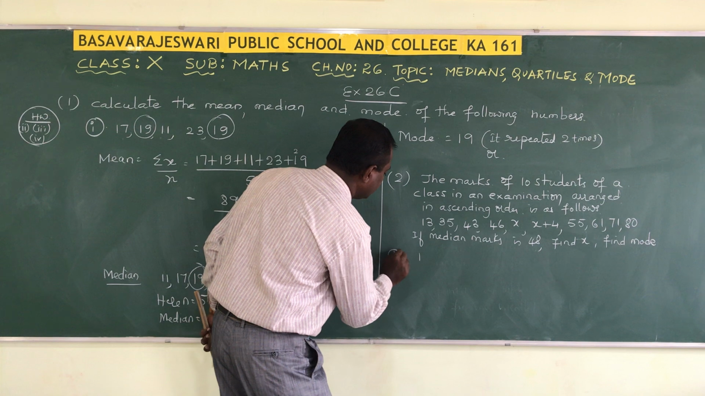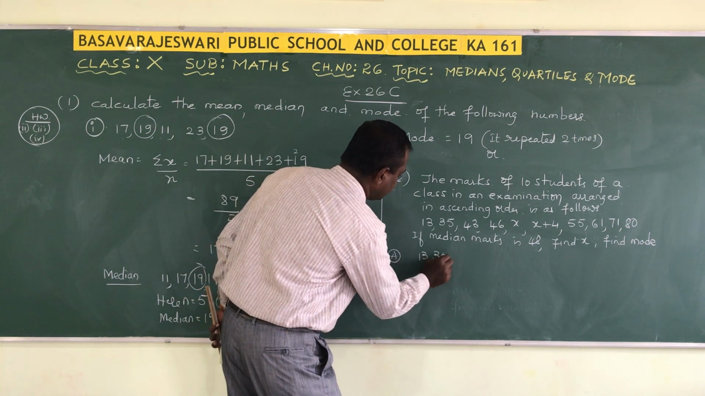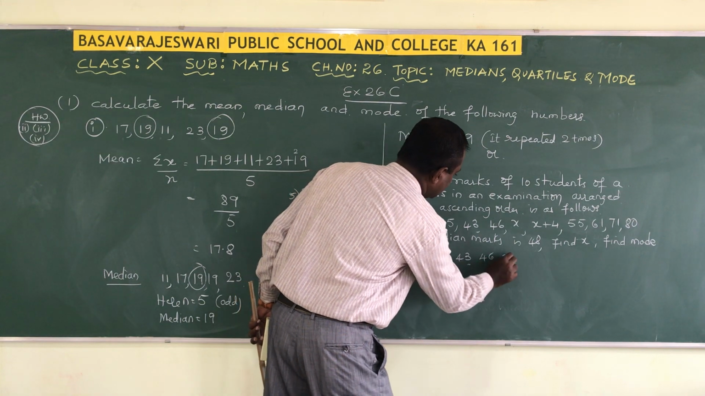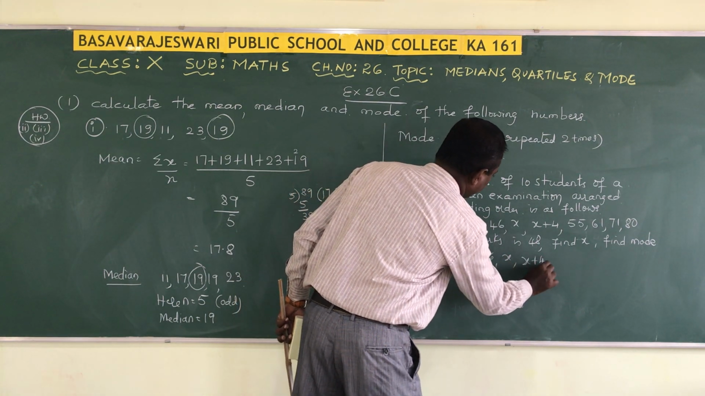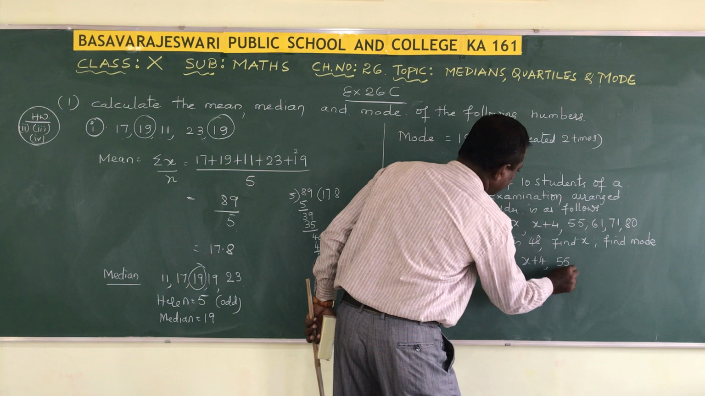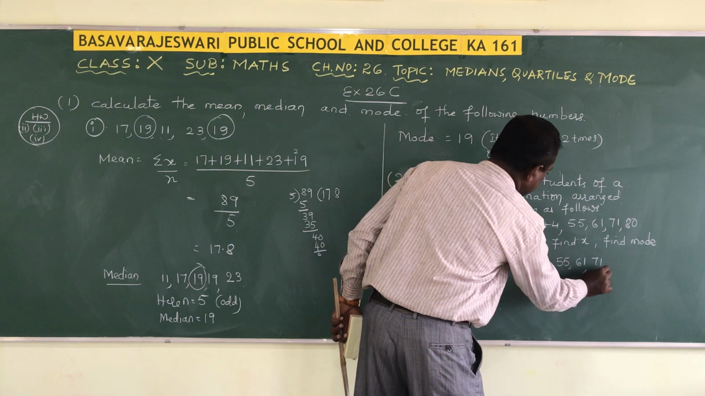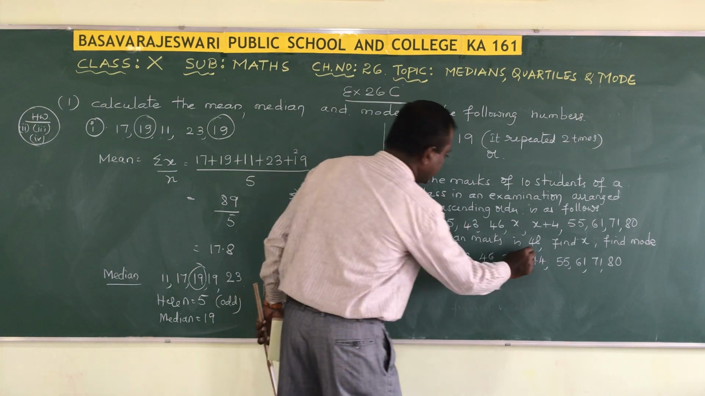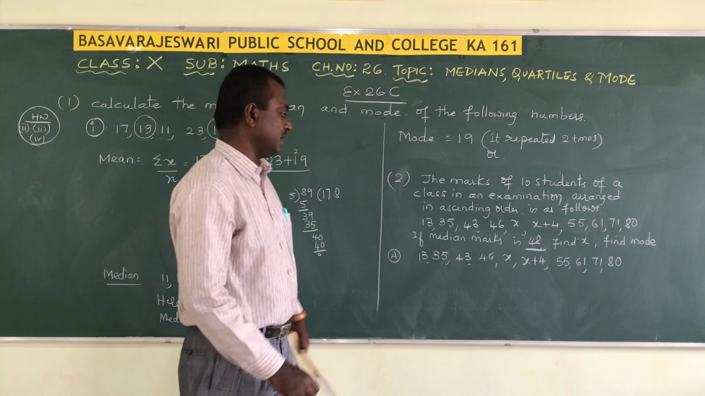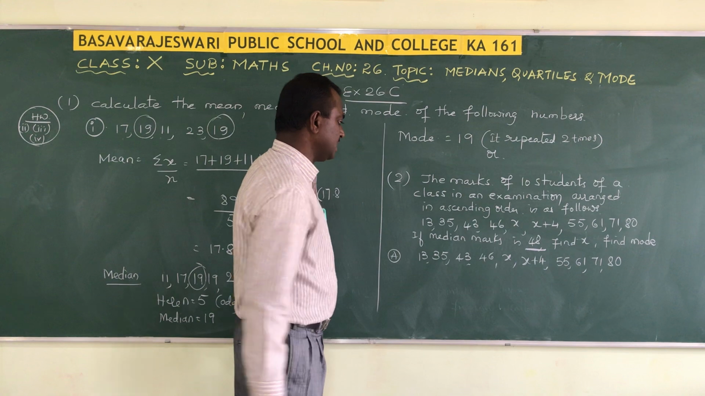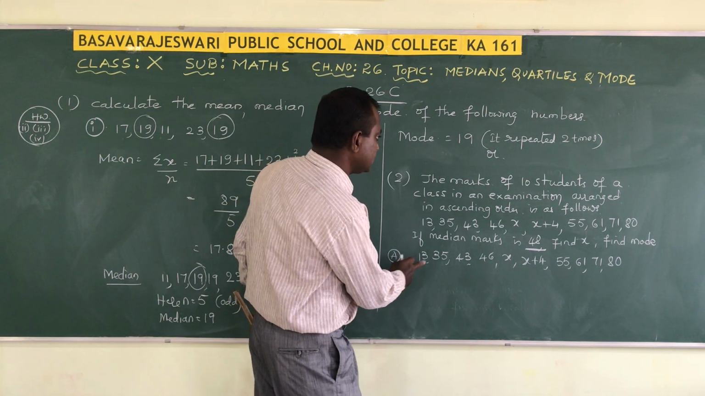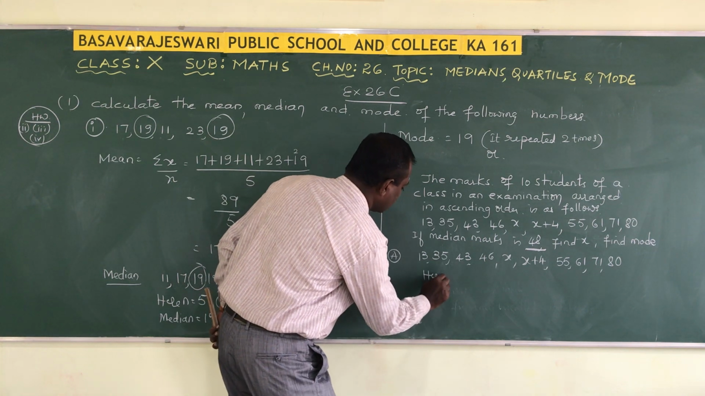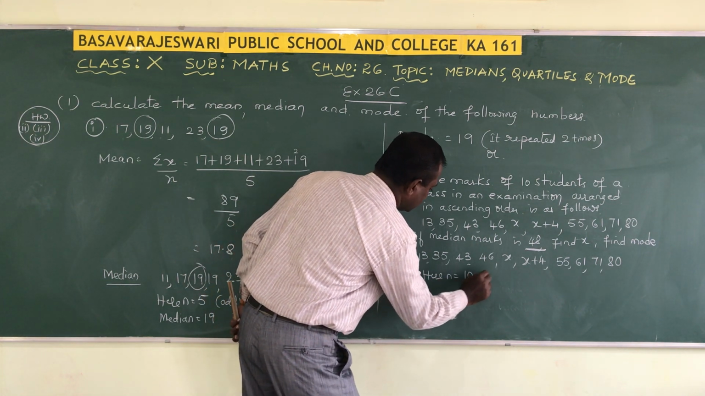Okay, so what is the data they have given? 13, 35, 43, 46, x plus 4, 55, 61, 71, 80. The median is also given. The median marks is 48. After arranging the data, how many scores are there? 10 scores. So here n is equal to 10.